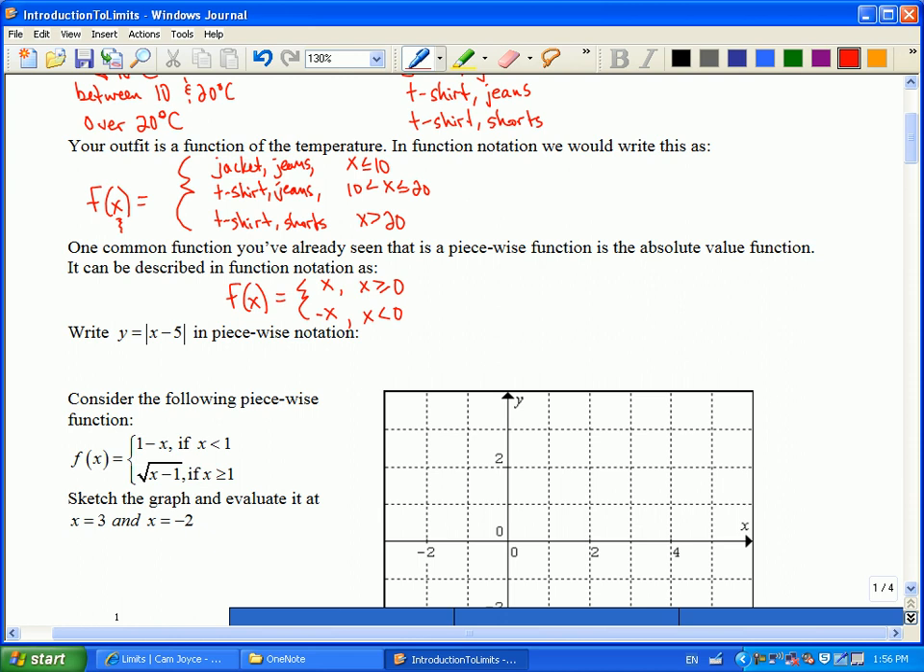So why don't we try this next one? Can we write the absolute value of x minus 5 as a piecewise graph? I'll let you try it. I'll give you a 30-second head start because it's brand new. I know you may want some help with it, but see if you can do it.